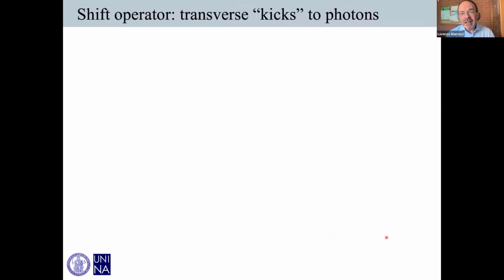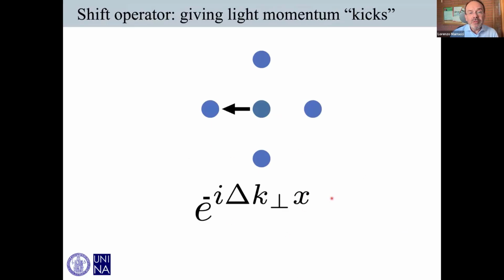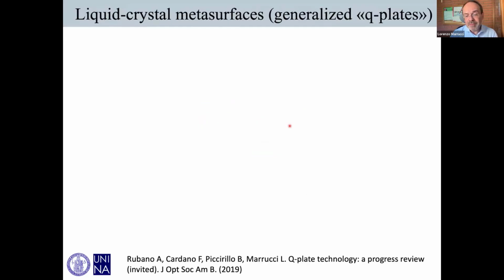So we need an operator that shifts the momentum of light, so it gives a transverse kick to the light, to the photons, depending on the input polarization. Something like this, that you get this phase factor and go from here to here, but you can also go in the opposite direction or this direction, depending on the polarization.